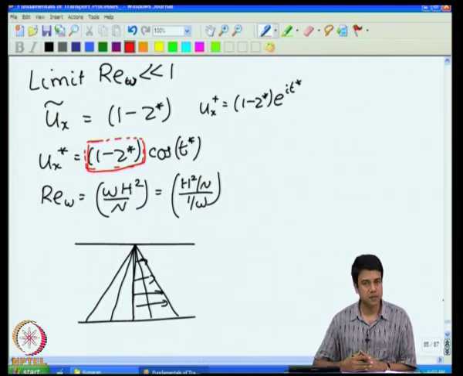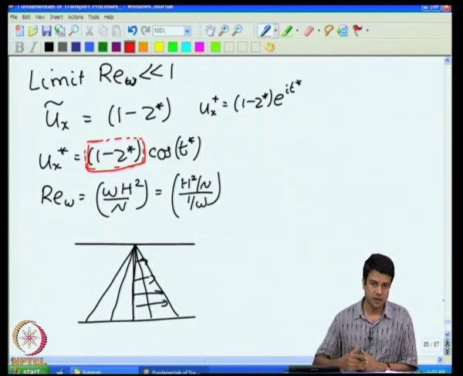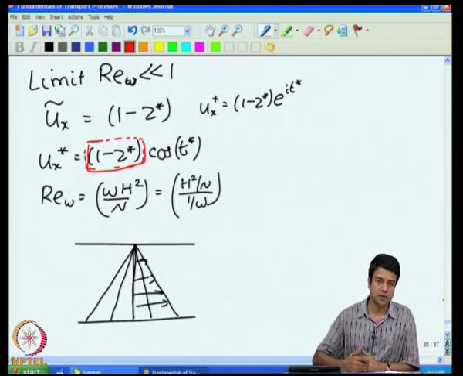So, when the Reynolds number is small compared to 1, the time required for momentum diffusion is small compared to the period of the oscillation. So, whatever the velocity at the bottom plate, the momentum diffuses instantaneously, because the velocity is varying much slower than the rate of diffusion of momentum.